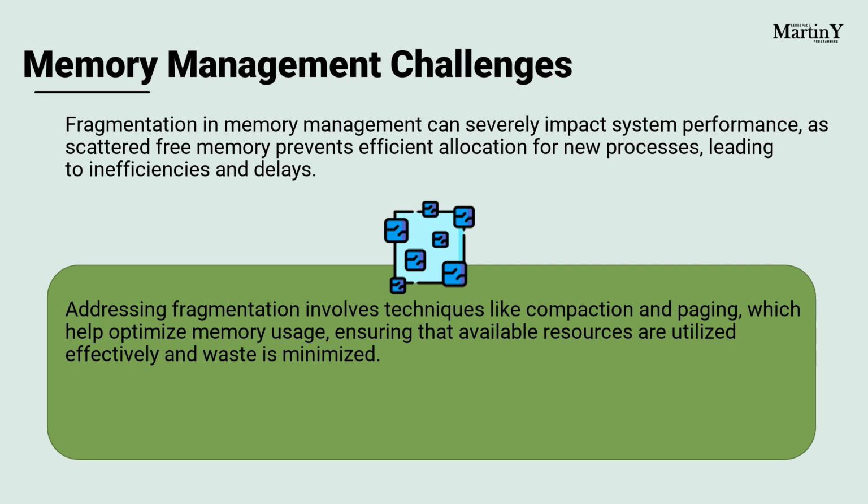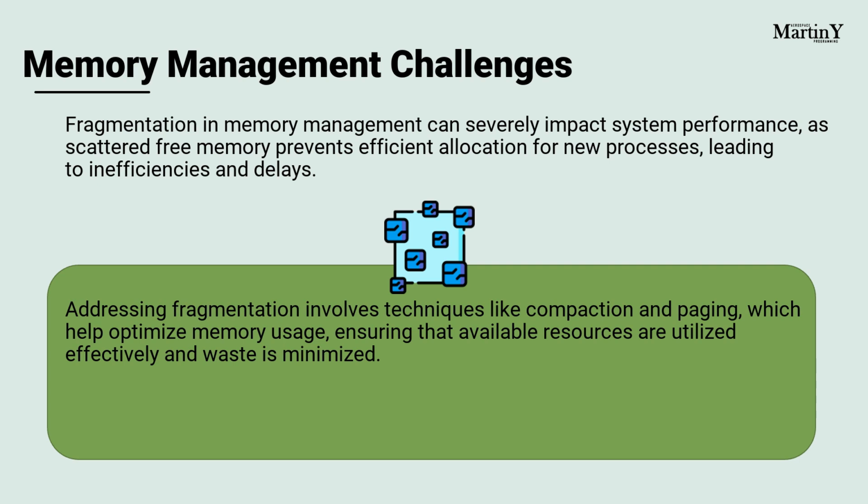However, memory management isn't without its challenges. One prevalent issue is fragmentation. There are two types: external fragmentation, when free memory is scattered throughout, preventing allocation for new processes, and internal fragmentation, where allocated memory exceeds what's required.